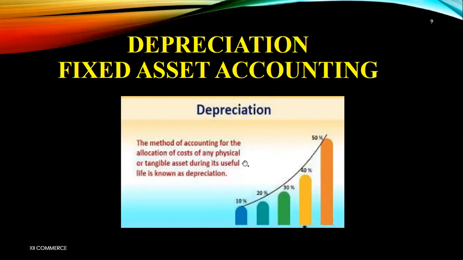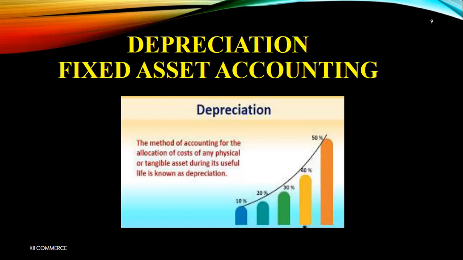The method of accounting for the allocation of cost: we have to allocate our cost, the cost of the machine, how much it is worth. For example, if that school van was 10 lakh at that time, after a number of years its cost will not remain 10 lakh. Definitely it is no longer worth 10 lakh; maybe its worth becomes 6 lakh or 8 lakh. It means its cost has reduced by 2 lakhs, and that reduction will be called the cost of depreciation.